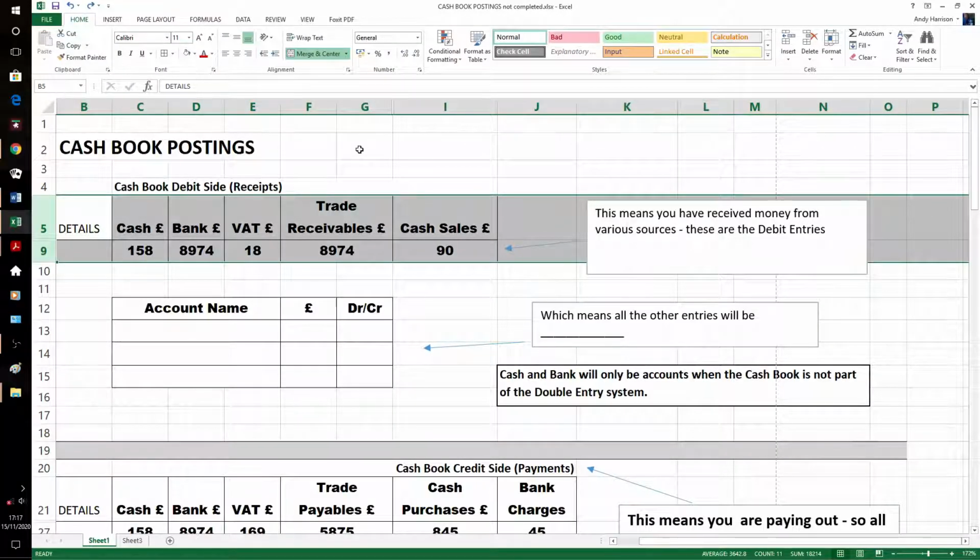So just to remind you, cashbooks are a book of prime entry. They usually are part of the double entry system. We'll deal with when it isn't part of the double entry at the end of the video. And the problems are usually down to interpretation.